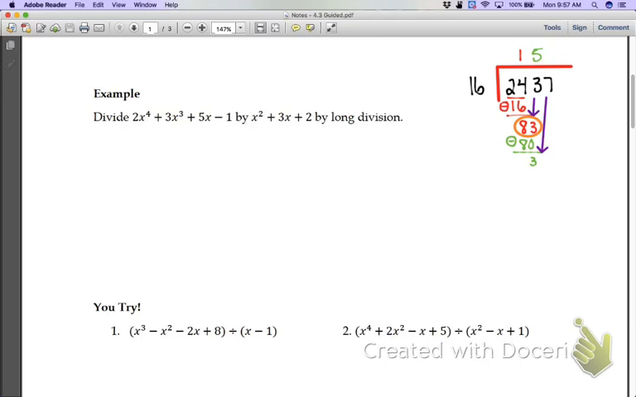Okay? So I have 37. Now what do I do with that 37? Now I have a new number, right? So what did I do? I took the 37 and kept dividing it by the 16, right? So it can go in there 2 times, and then I have a 32.